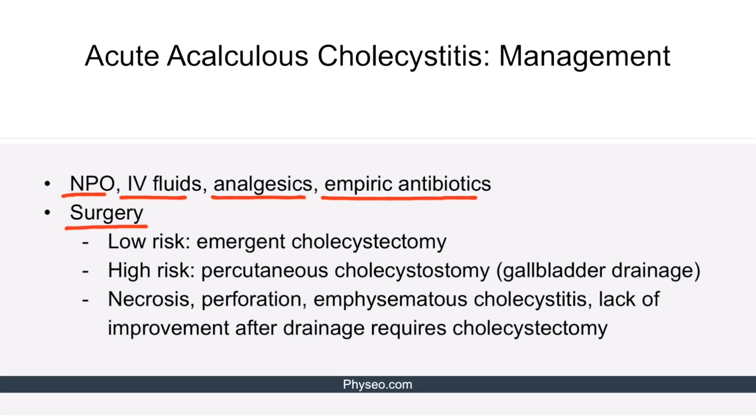Patients who are at high risk for surgery and have multiple comorbid conditions can undergo percutaneous cholecystotomy or drainage of the gallbladder. However, if there is evidence of necrosis, gallbladder perforation, emphysematous cholecystitis, or if the patient is not improving with drainage, then the patient will require emergent cholecystectomy.